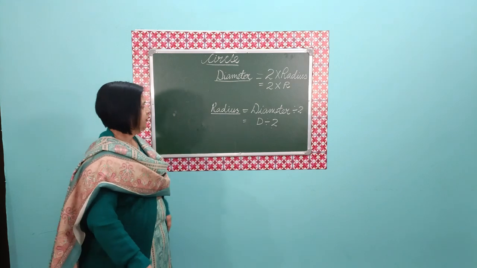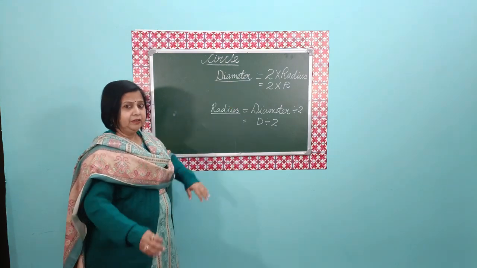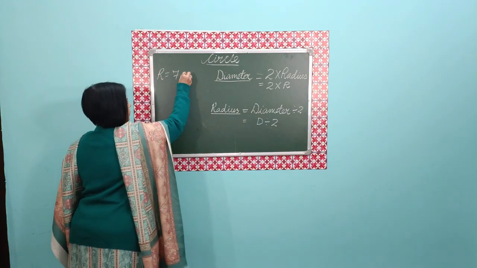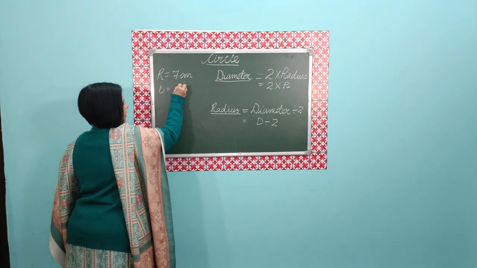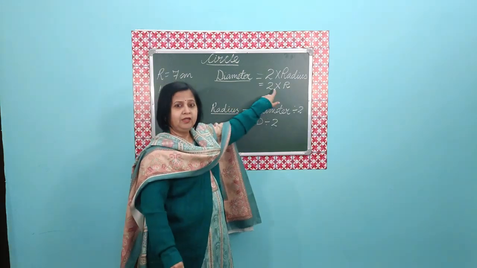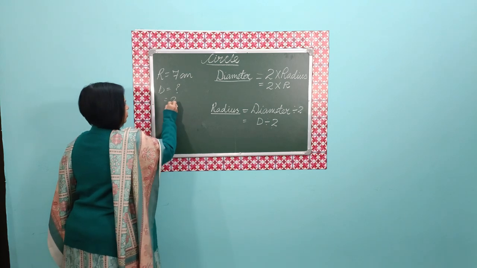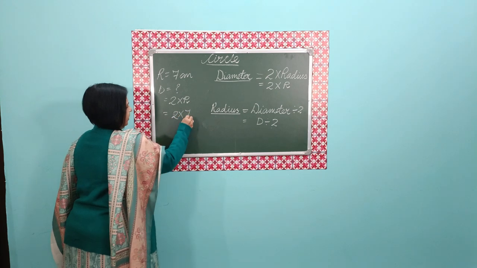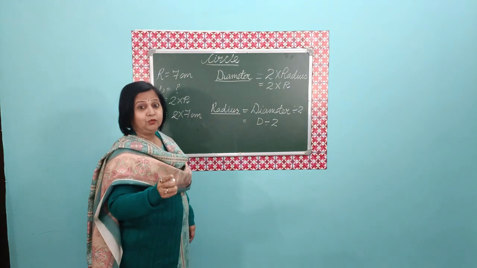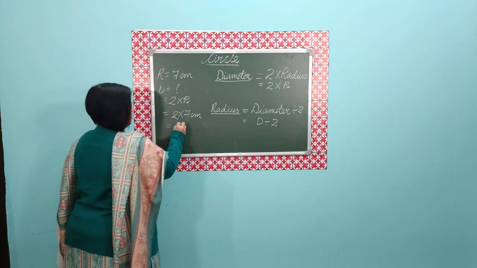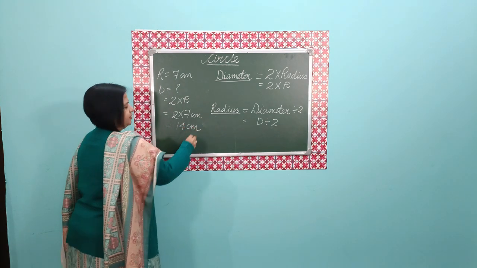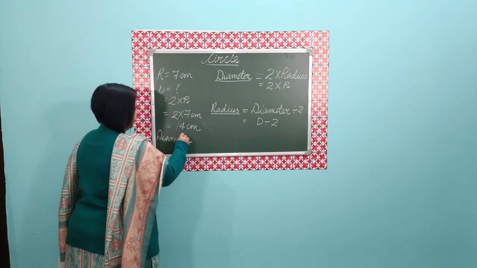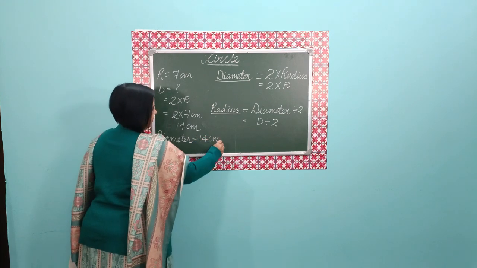Now for example, let's find the diameter. Find the diameter when the radius is 7 centimeters. Use this formula: diameter is equal to 2 multiplied by R, that is equal to 2 multiplied by 7 centimeters. Yes, writing the units is very important. So your answer is diameter is equal to 14 centimeters. And then your final answer, in full form: the diameter is equal to 14 centimeters.